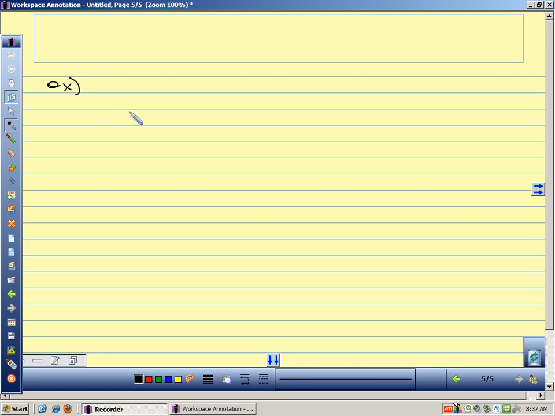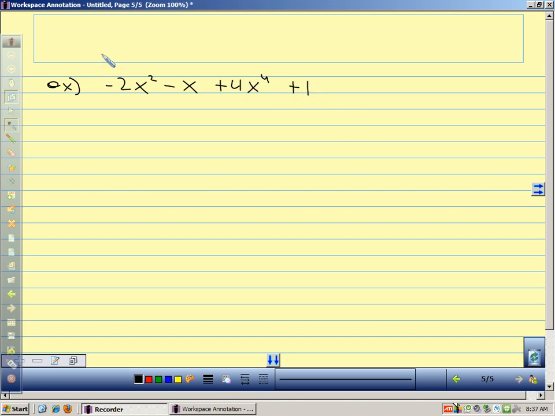So let's say we have negative 2x squared minus x plus 4x to the fourth plus 1. And we want to divide that by x plus 2.